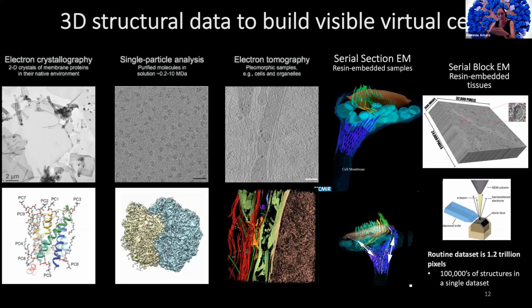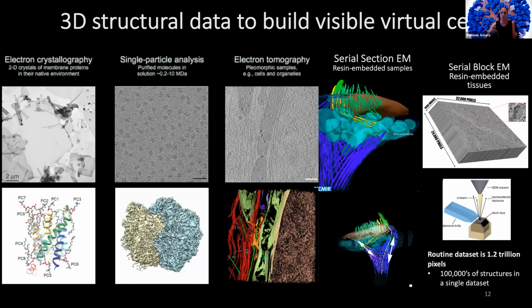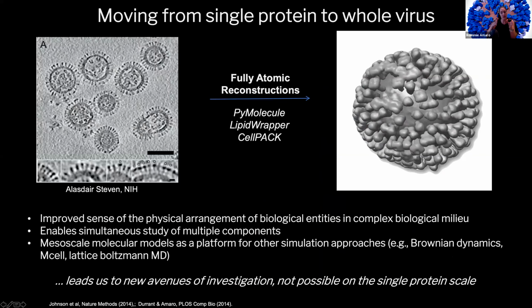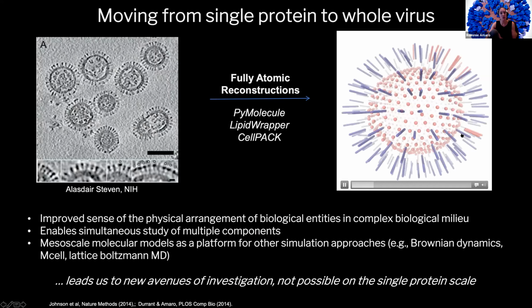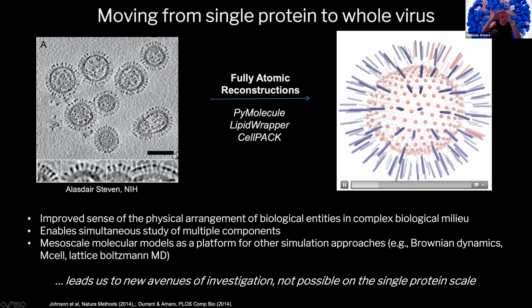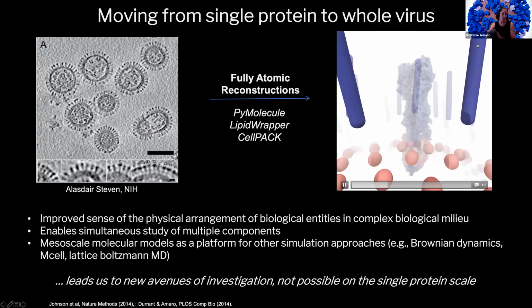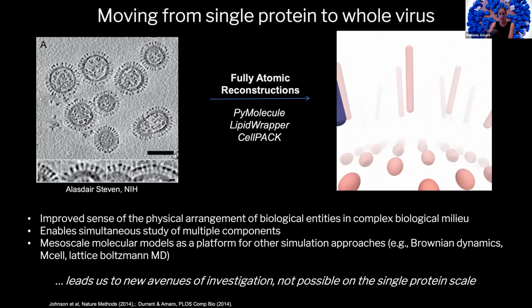What we've been doing is developing tools and techniques that allow us to integrate this data across scale, so that we can do things like, I'll show you what we did for influenza, where we've moved from studying a single protein in a dilute solution to actually constructing, for example, the entire influenza viral envelope. One of the things we've been working on for years is developing tools that allow us to make this new mapping from the single particle to the whole virus level.